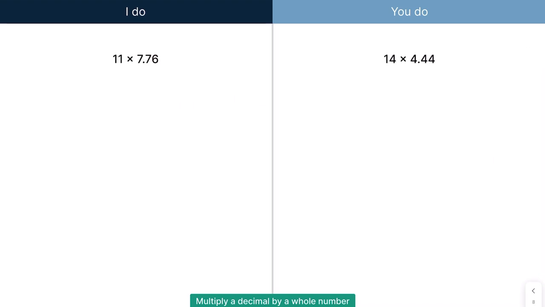Moving on to something a little bit trickier. Again, here we're going to hop the decimal out. This time we're going to hop twice, so that becomes 11 times 776. Now we can use the column multiplication. So 1 times 6 is 6, 1 times 7 is 7, and 1 times 7 is 7.